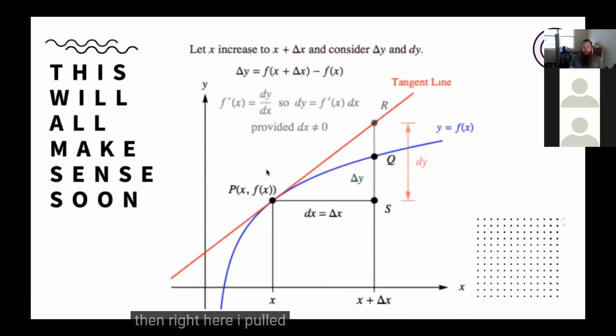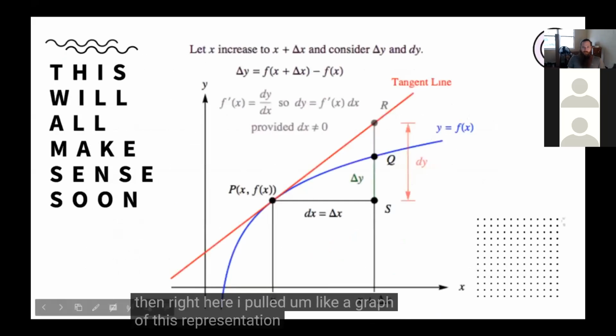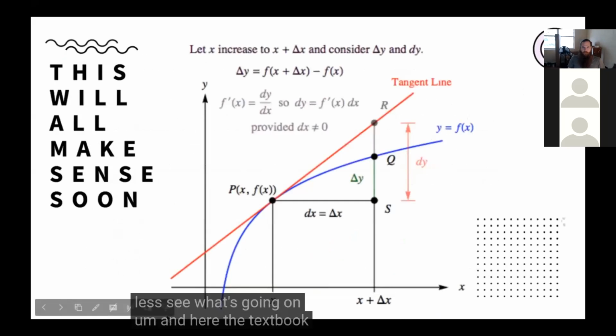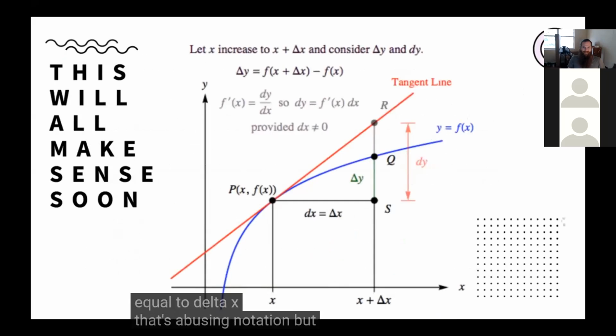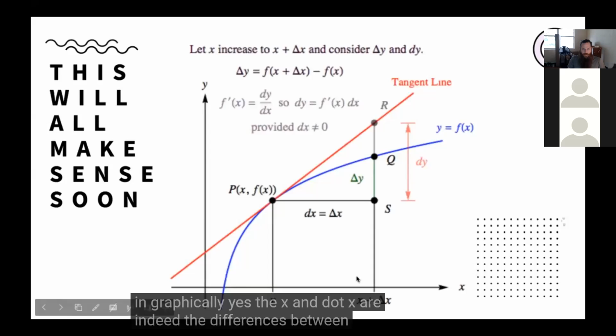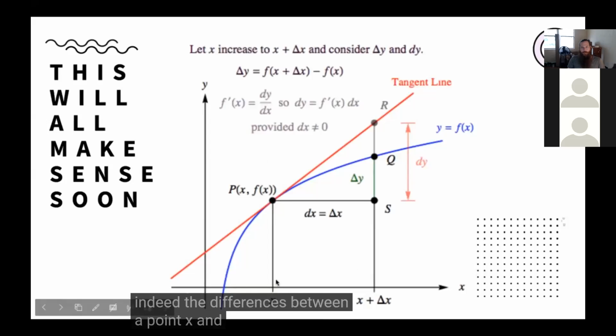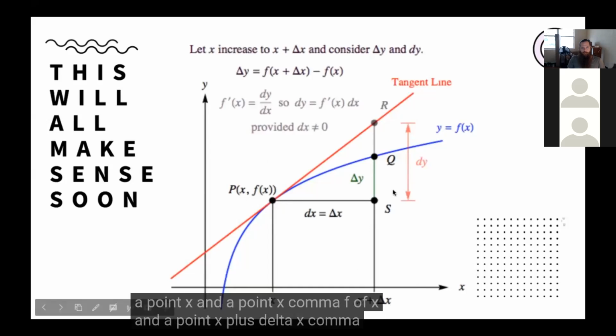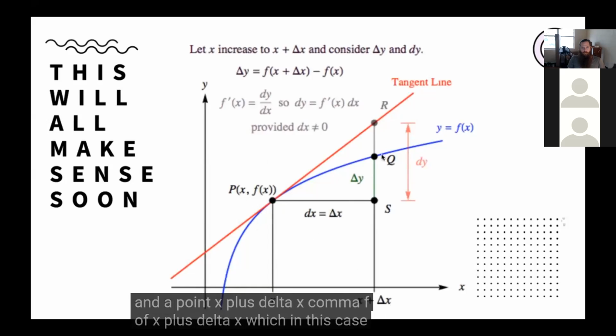Then right here, I pulled a graph, a visual representation, from the textbook, so you can more or less see what's going on. In here, the textbook says that dx is equal to delta x. That's an easy notation. But graphically, dx and delta x are indeed the differences between a point x, f of x, and a point x plus delta x, f of x plus delta x, which in this case we can see is point Q.